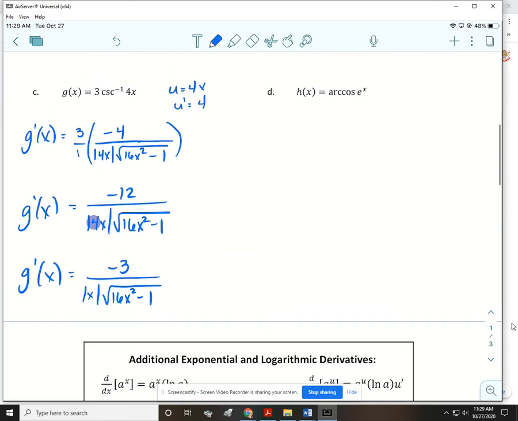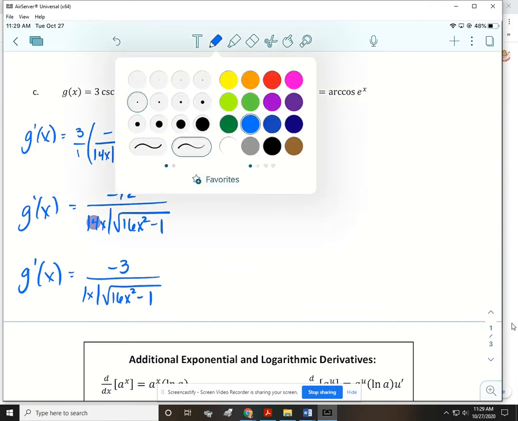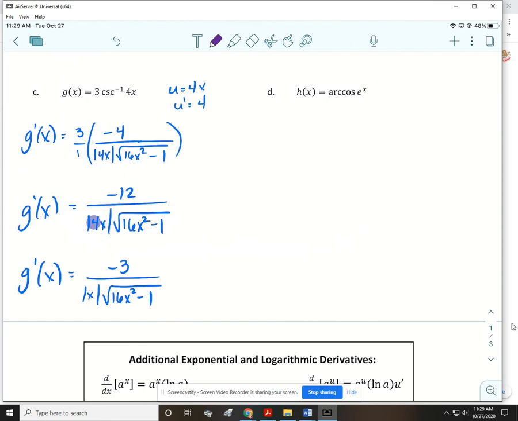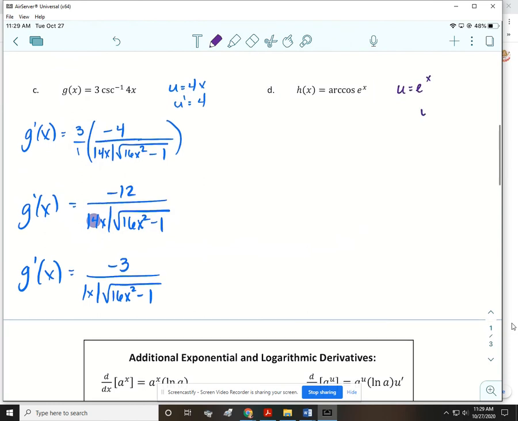All right, one more, and then we'll talk about the other additional derivatives. So in this case, u is e to the x. U prime is also e to the x.